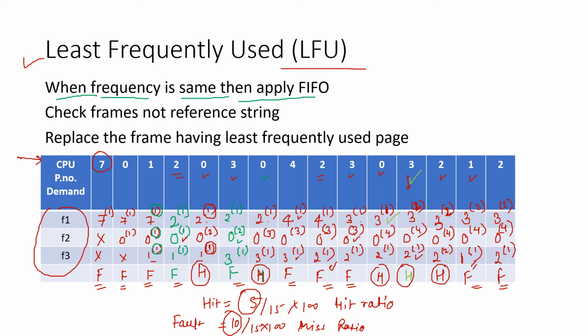So this is how it works. It is very easy. If you solve the problems, you'll come to know. First thing you have to calculate the frequencies, and if the frequencies are the same, you are going to apply first in, first out. That's it.